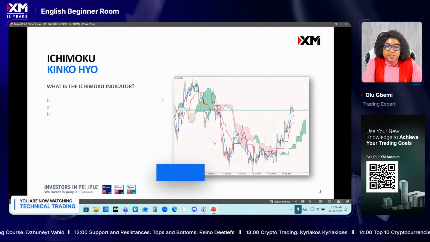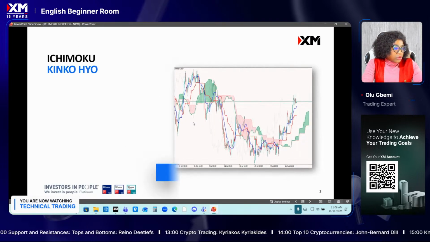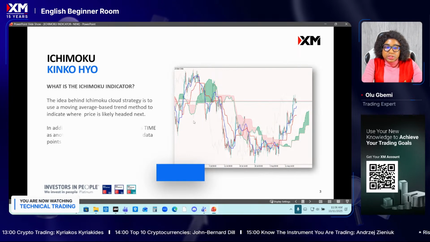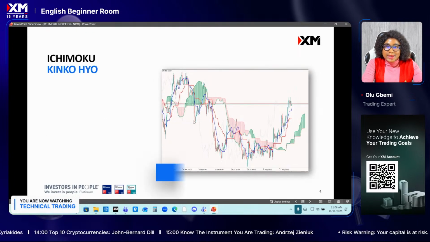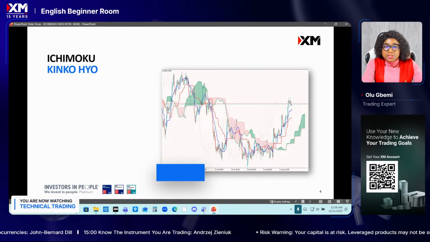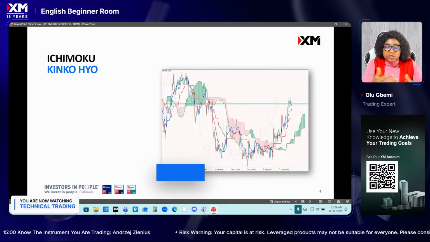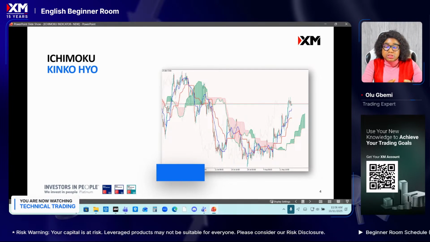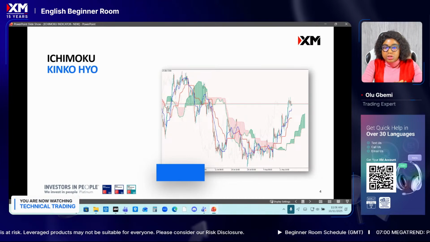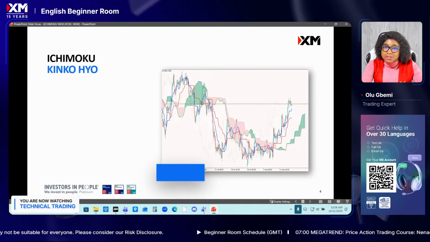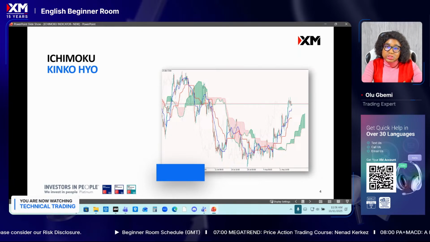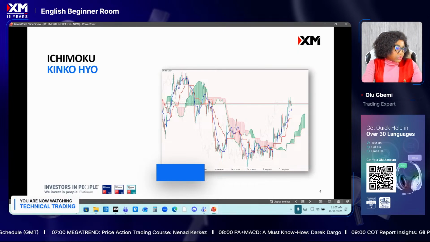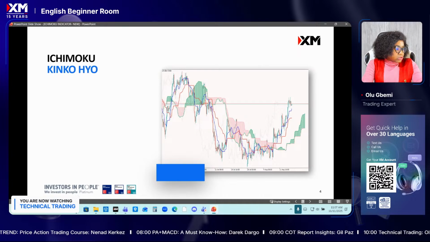So Ichimoku is basically a trading system that was brought into use by a Japanese trader in the 30s. He made it in the 30s and started to work on it and practice with it for 30 years, until the 60s, before he released it to the public. So it's not a new indicator. It's been in existence for quite long, but the interesting thing is it still works. And I've tested it with trades a lot of the time. I've done many back tests with it, and I see that it works. And that's one of the reasons I decided to still show it to you today.